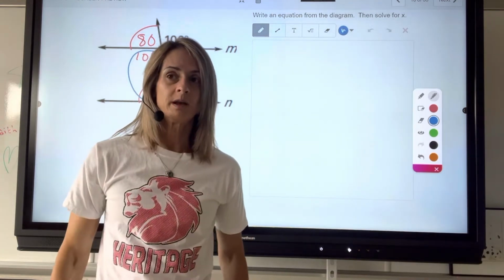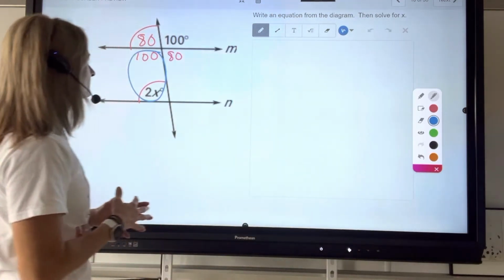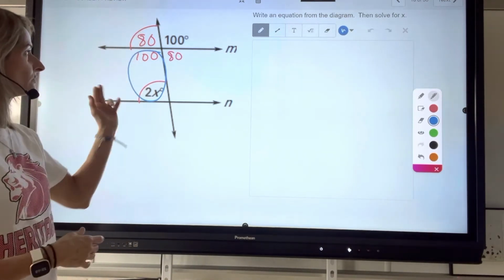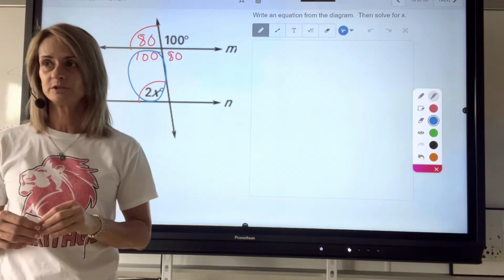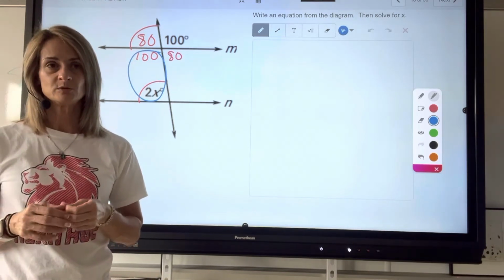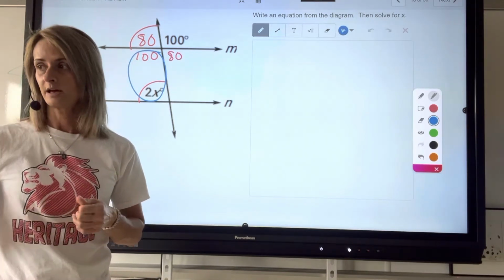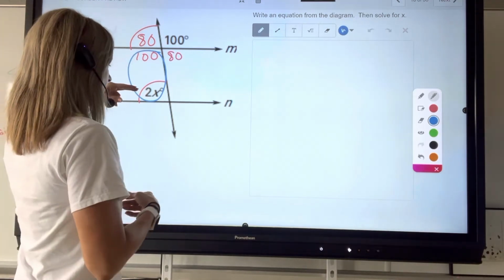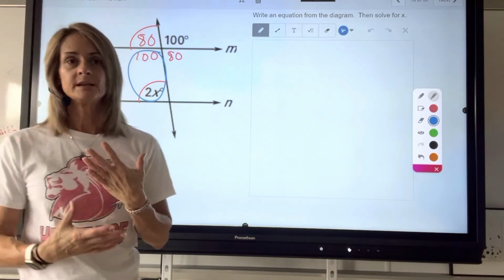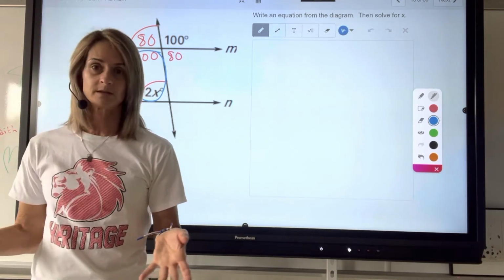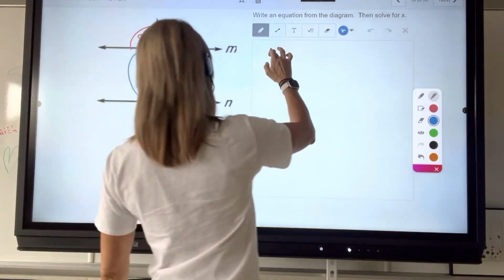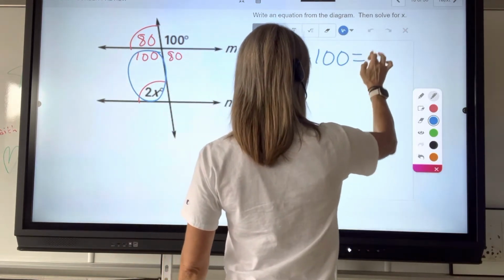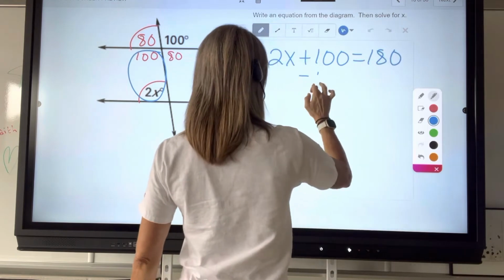So I need someone to solve this using 2x equals 80, whether it's corresponding angles or alternate interior angles. Can someone volunteer to do that, setting 2x equal to 80 for me? Okay, and I'm going to do it the other way. I'm going to add 2x plus 100 and set it equal to 180, and we should get the same answer. So 2x plus 100 equals 180, and let's just see what happens.